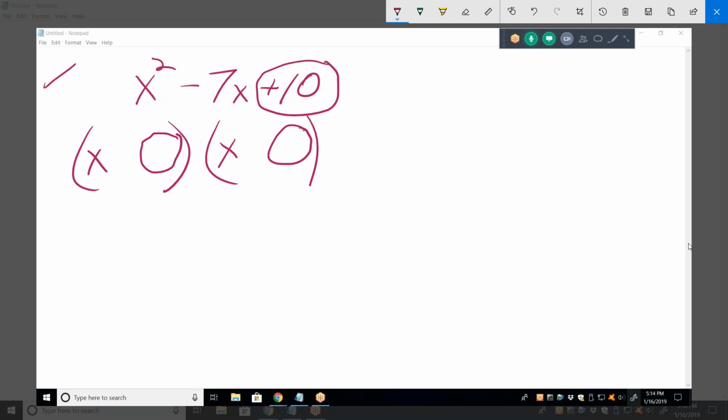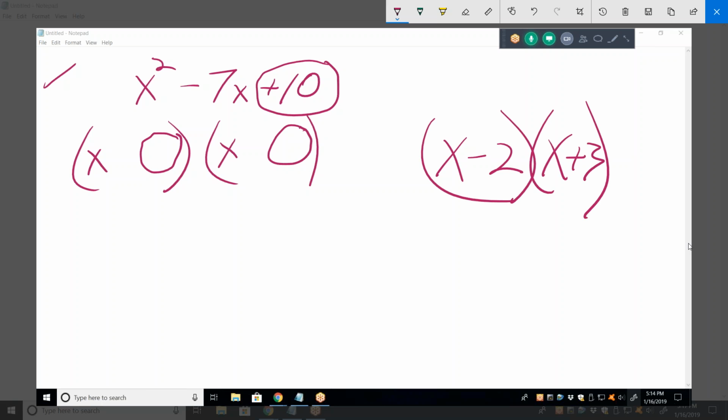In other words, let's take this problem over here. x minus 2 times x plus 3. Well, the first thing I do is multiply that by that. That gives me my x squared. Then I multiply the inside and the outside, which gives me minus 2x plus 3x, which is plus x. But then the last number is minus 6. Whoops, I didn't leave enough room. Okay?